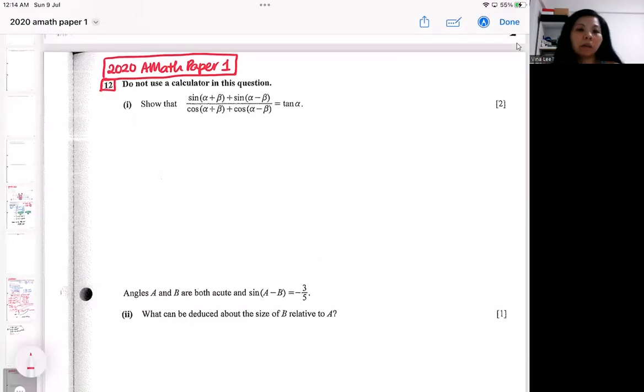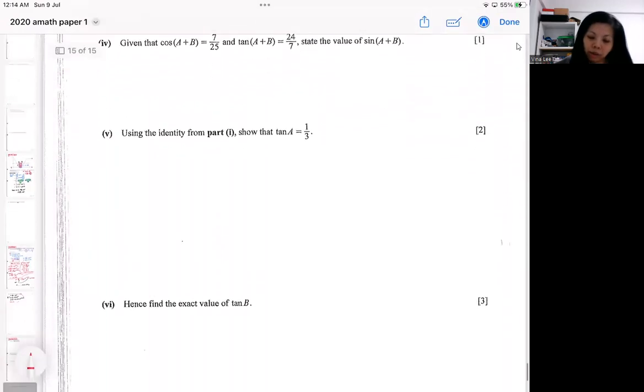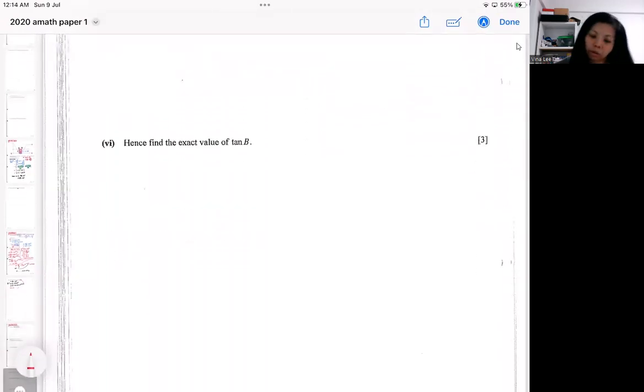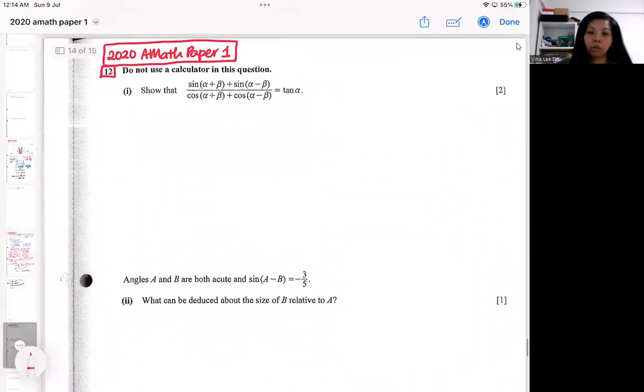Okay, this one is a very long trigo question. So when a trigo question is very long, most probably one part will lead to another part. So if you see that it is a trigo question, do make sure you have your formula sheet handy first. Okay, so let's focus on one part at a time.